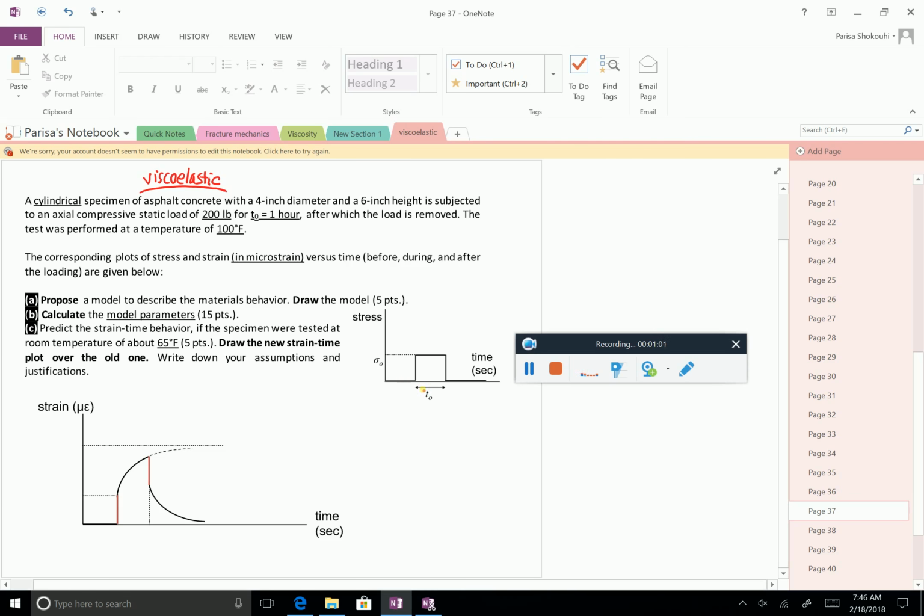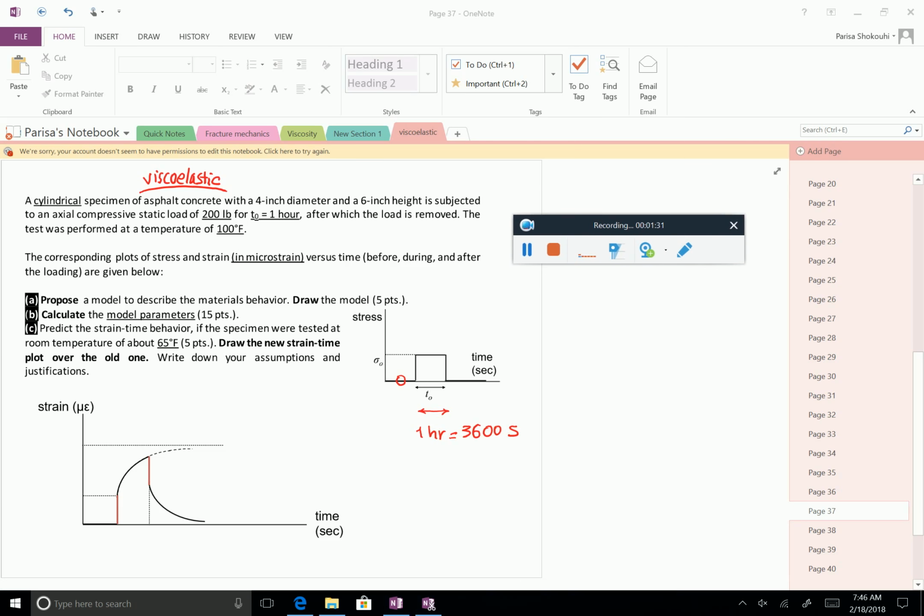So if you look at this graph here, let's say at the beginning there was no load, and then for 1 hour, this is 1 hour or 3600 seconds, we apply a certain level of stress, 200 pounds load, and then we remove it. And everything was done at a temperature of 100 Fahrenheit.